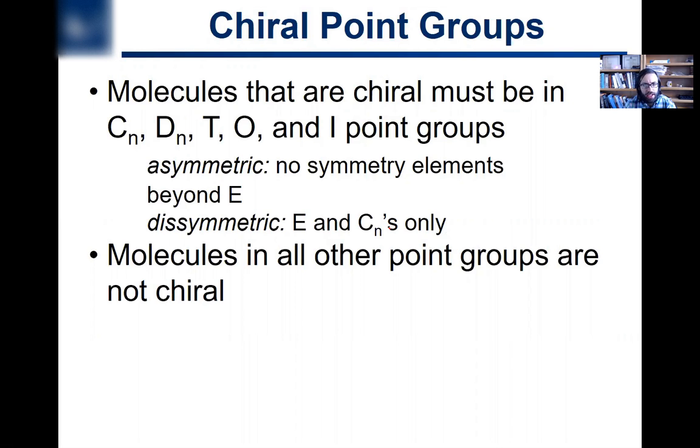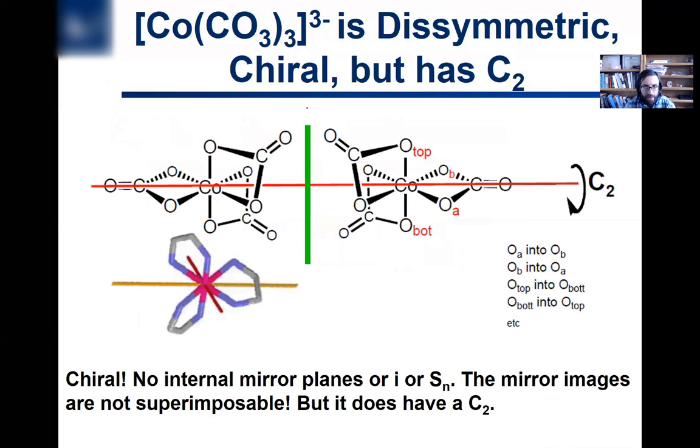Some terminology here: something that's asymmetric means it has no symmetry element beyond E. Something that's dissymmetric means it only has E and rotations, okay? So yeah, molecules in all other point groups are not chiral. So yeah, Cn, Dn, T, O, and I.